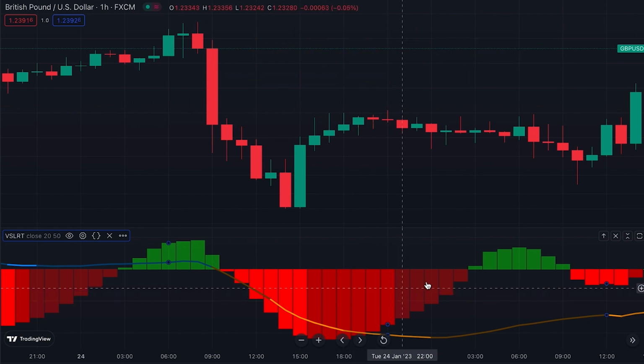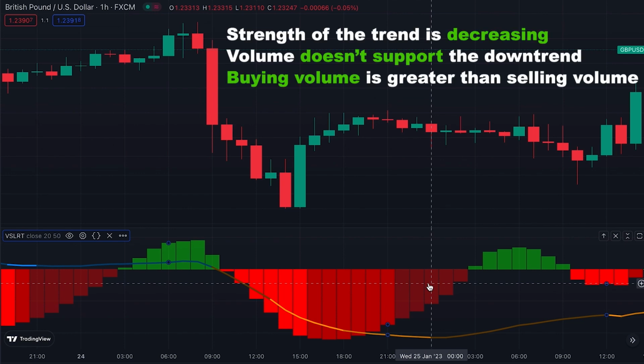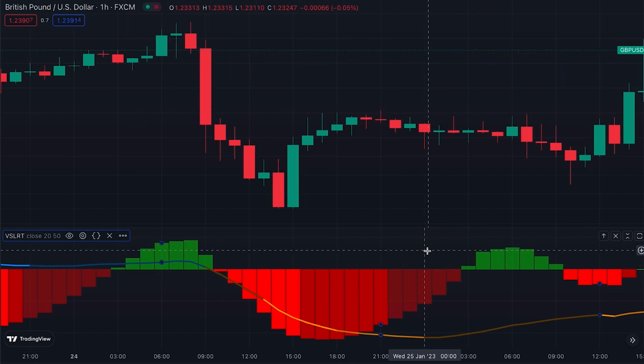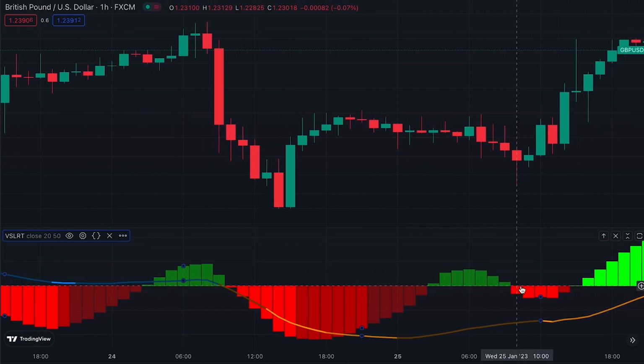And when it becomes dark red, it shows that strength of the trend is decreasing. Volume does not support the trend and buying volume is greater than selling volume. And there is a possibility for reversal. Please pay attention that I said possibility of reversal. So this color changing of histogram should not be considered as a guaranteed signal of reversal in short-term trend of the market. I'll explain later how this indicator should be used in practice.